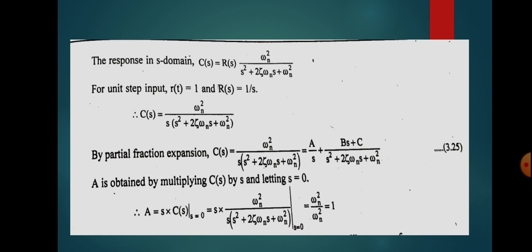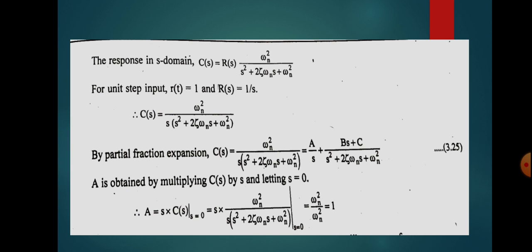Since the denominator term contains s square plus 2 delta omega n s plus omega n square, we can write the partial fraction expansion as A by s plus Bs plus C divided by s square plus 2 delta omega n s plus omega n square. So next we want to find out the values of A, B and C. And A can be found out by the equation A will be equal to C of s into s at s is equal to 0. So we will get the value of A as 1.